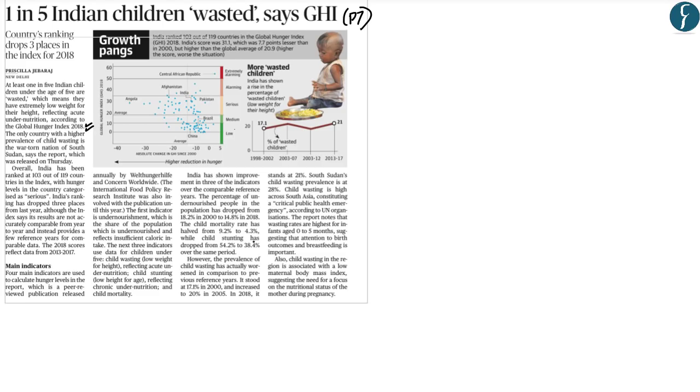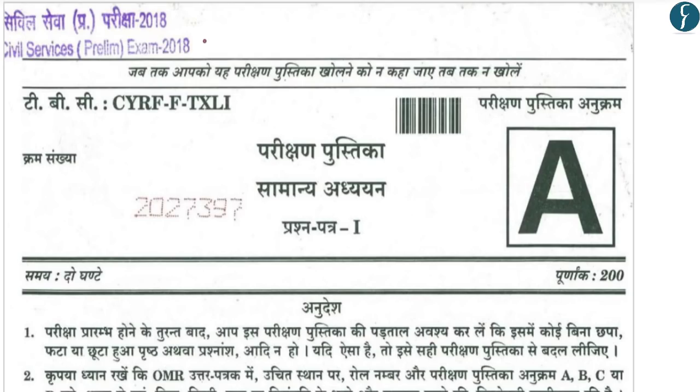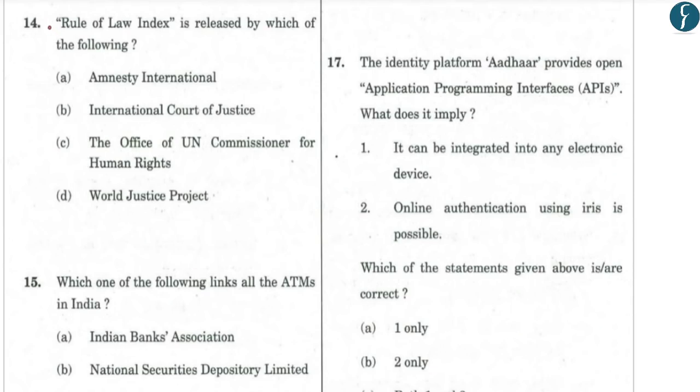Now we'll try to understand the various aspects about this report from the perspective of your prelims examination. And this is because in previous prelims examinations, various questions have been asked as to who prepares which report. If you take a look at the prelims paper of 2018, a question was asked as to who prepares the Rule of Law Index report, wherein the correct answer to this question would be the World Justice Project.